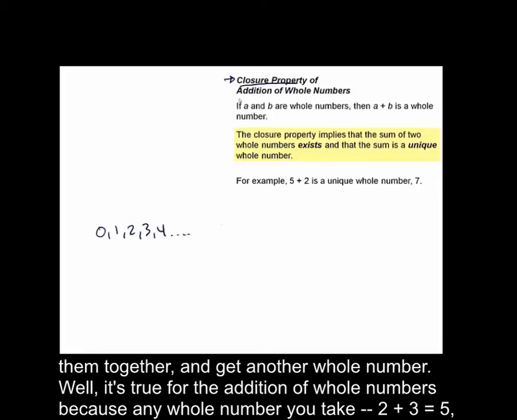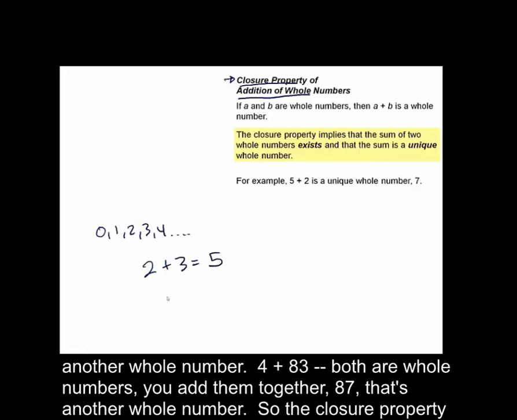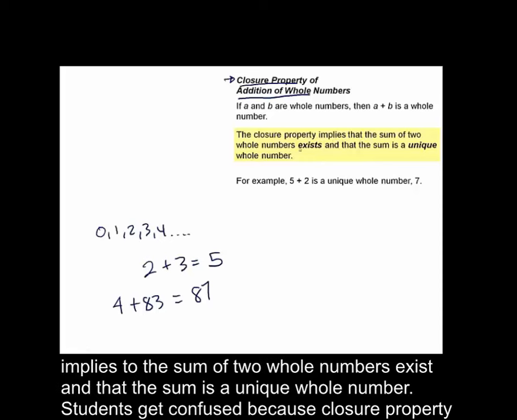Well, it's true for the addition of whole numbers, because any whole number you take, 2 plus 3 equals 5, another whole number. 4 plus 83, both are whole numbers. You add them together, 87, that's another whole number. So the closure property implies the sum of two whole numbers exists and that the sum is a unique whole number.